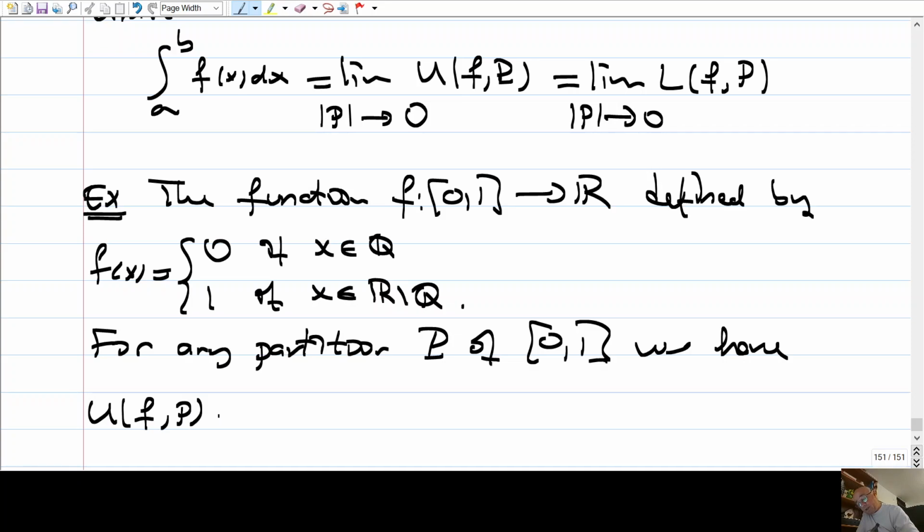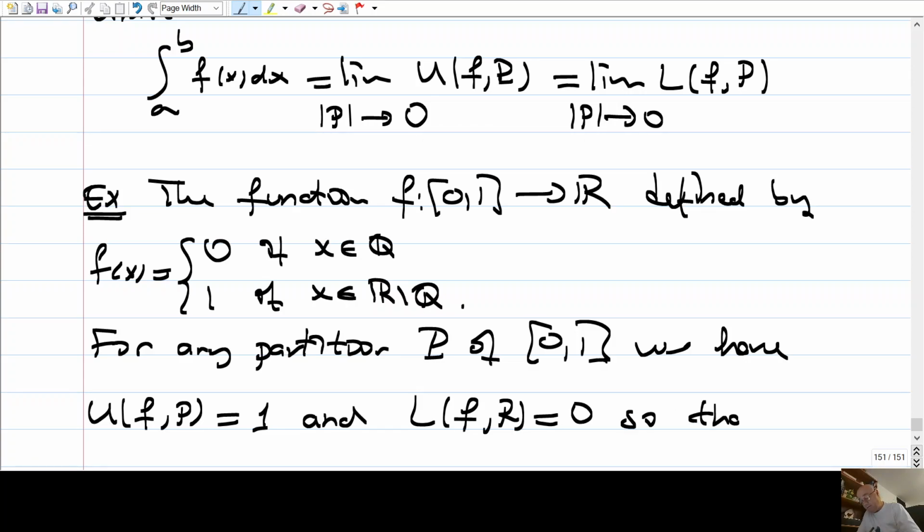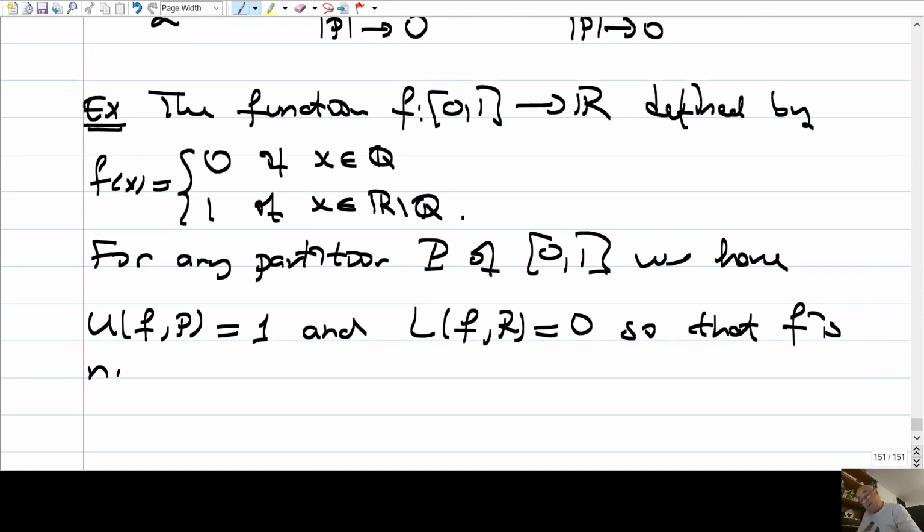the upper Riemann sum is always 1, because every interval contains some irrational number, and at that irrational number the value of the function is 1, so the maximum value is 1. So you always take rectangles of height 1, and the total length is 1 unit, so this is 1. And the lower Riemann sum is always 0, because every interval contains a rational number. You see that these two Riemann sums will never get closer to each other, because one of them is always 1 and the other is always 0. So f is not Riemann integrable.